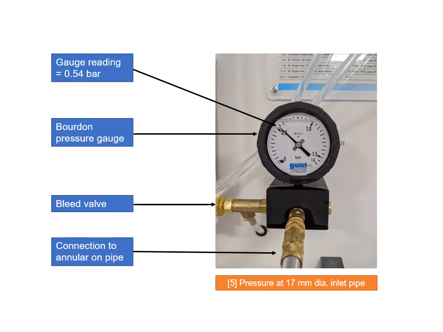So you can see a photograph of the Bourdon gauge connected to annular 5, and we can see that the gauge is reading 0.54 bar. You can also see the bleed valve, and you can see the connection to the annular on the pipe. Note that the pipe diameter is 17 millimeters. That's because we're subtracting the wall thickness from the 20 millimeter diameter pipe.